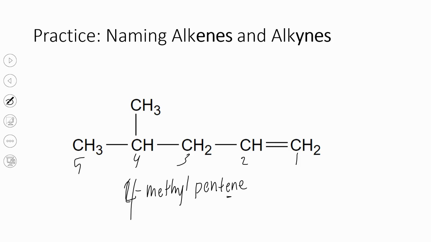Why does it have to be that way? It has to be that way because it overrules the rule about starting by the closest branch. So we start with the closest double or triple bond. That's the overrule. If there was one that was tied, you would follow the next rule. Would just 4-methyl pentene still be correct?